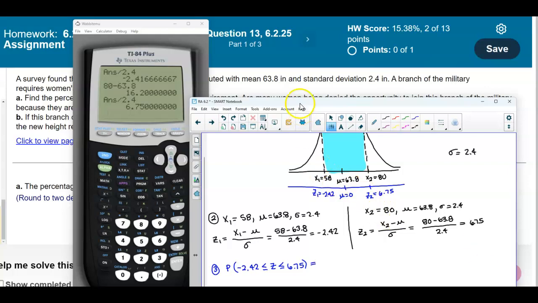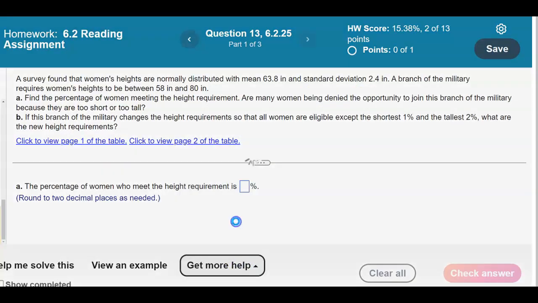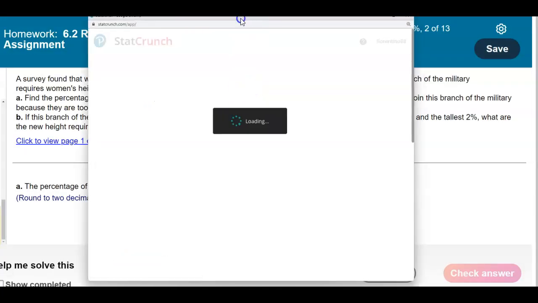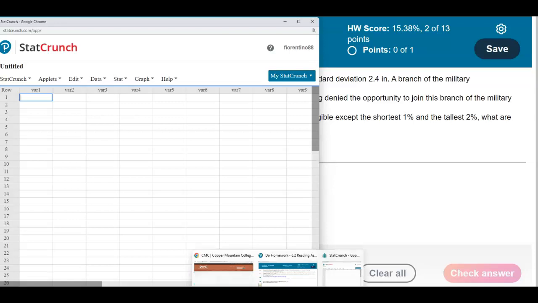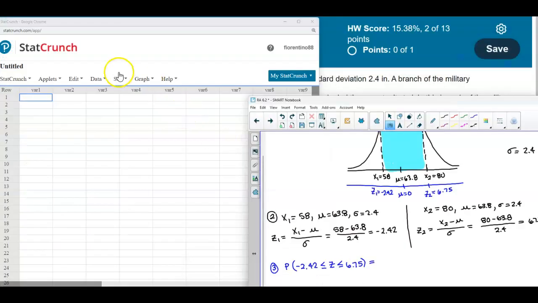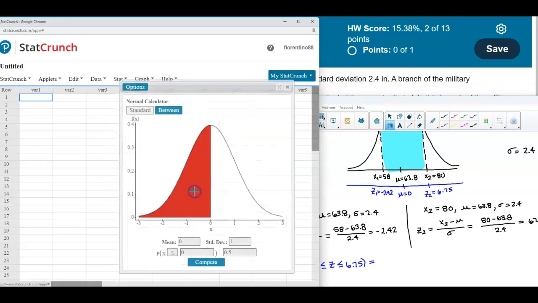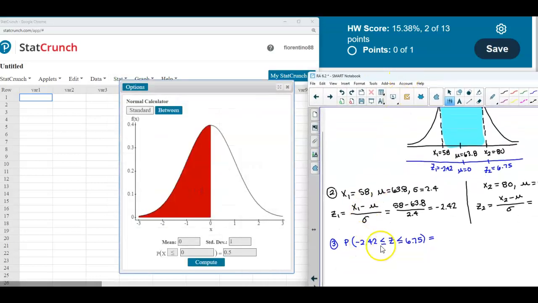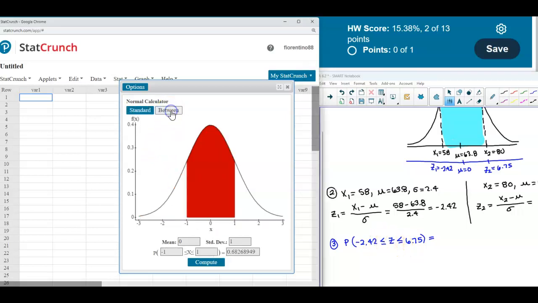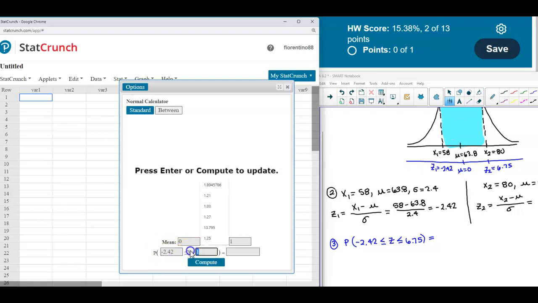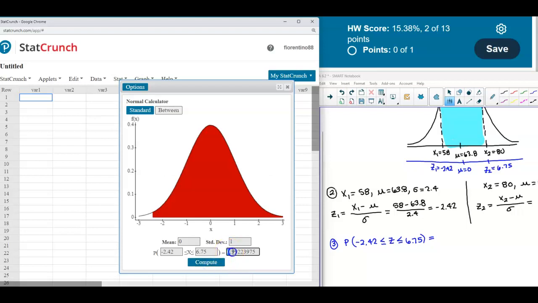So let's go ahead and do that, and we're going to use StatCrunch. We're going to go to Stat, Calculators, and scroll down to Normal. We want to find the area that's in between those two values, so we're going to select Between. We have a mean of 0, a standard deviation of 1, and so our lower limit is negative 2.42. The upper limit is 6.75, and then we're going to round that to 4 decimal places, and that gives us 0.9922.